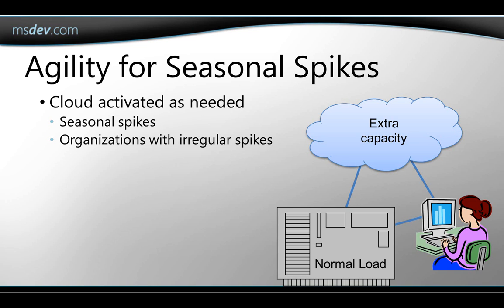Other kinds of industries are subject to irregular spikes, like companies that are often involved in takeovers or mergers, or companies that are expanding into new regions. Cloud computing can quickly take on that kind of extra short-term activity without the delay of installing new infrastructure or the danger of creating extra capacity that will end up unused and wasted after the temporary need is gone.